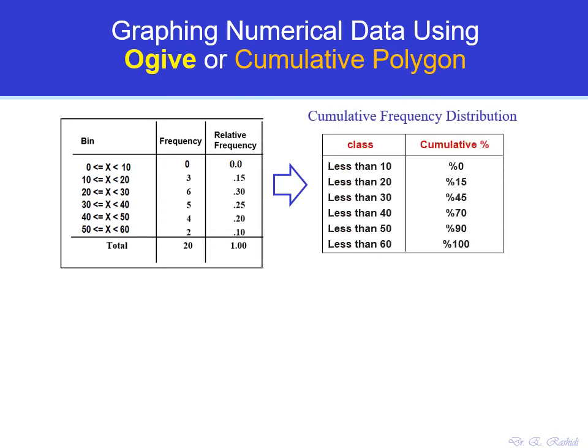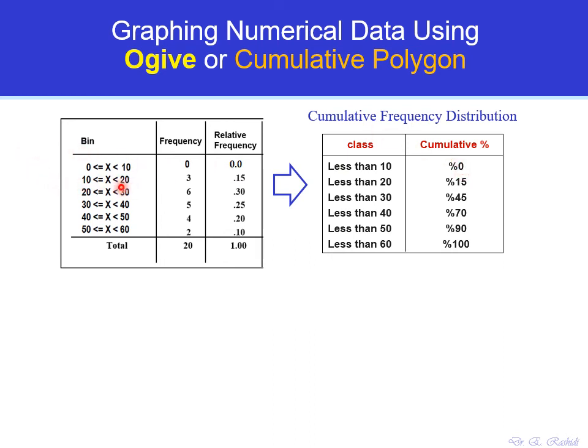This is the cumulative frequency distribution table. If you look at the classes here, they are cumulative, they add up. So the first class in our frequency distribution table is between 0 and 10. The first class in the cumulative frequency table is less than 10. So we have 0% here, 0% here.